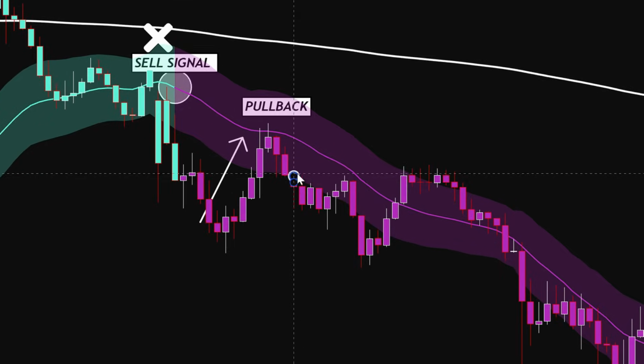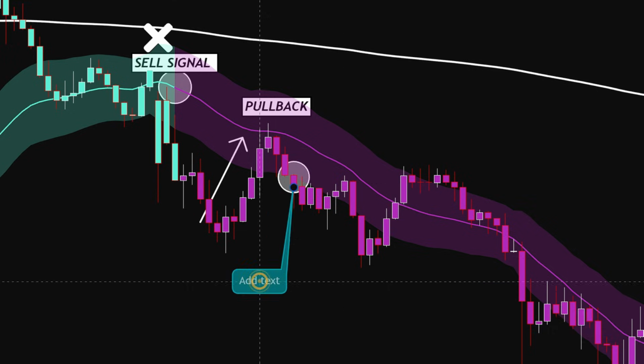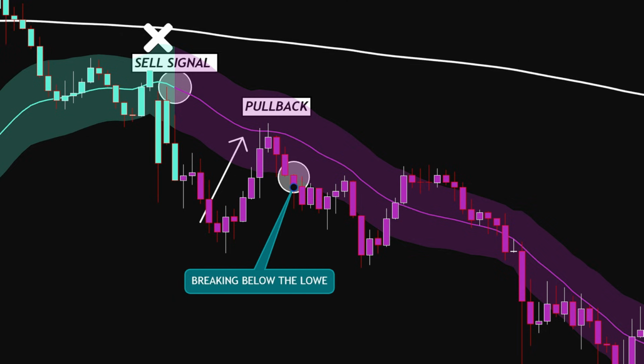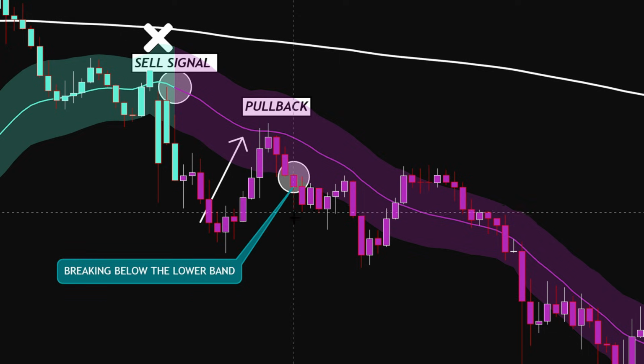Now, here's the trigger. And this is the part most people miss. After the retest, we wait for the price to break back below the lower band. That break is the sell trigger, not the color, not the touch, the break. This shifts the strategy from reactive to confirmational without adding indicators or complexity.